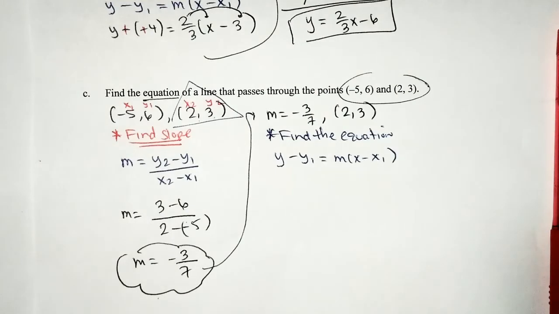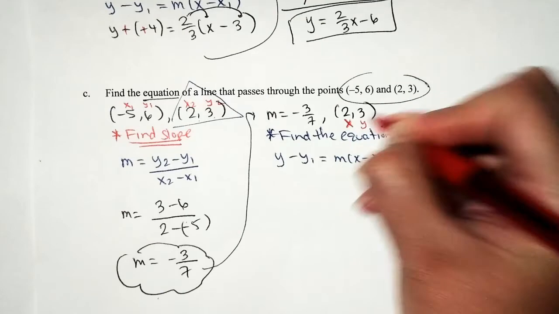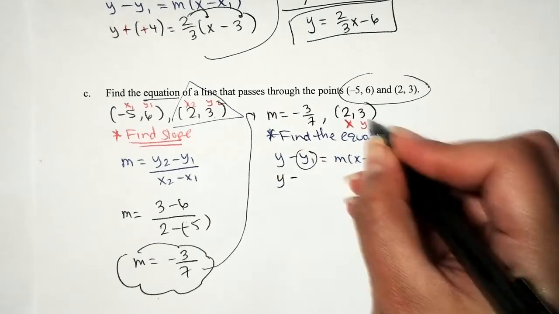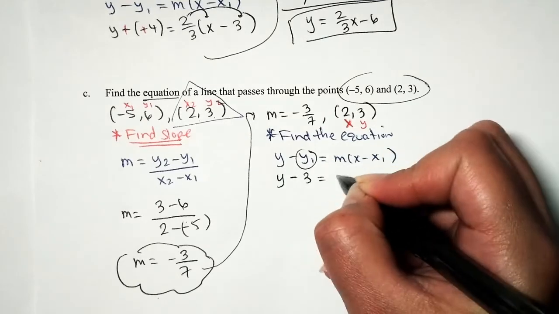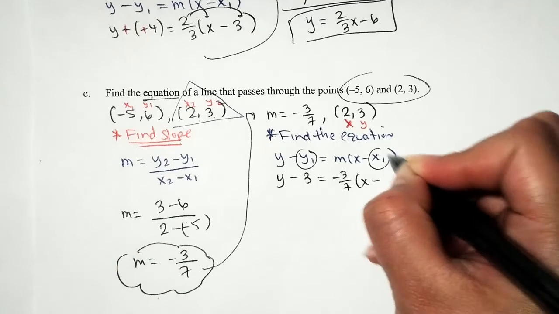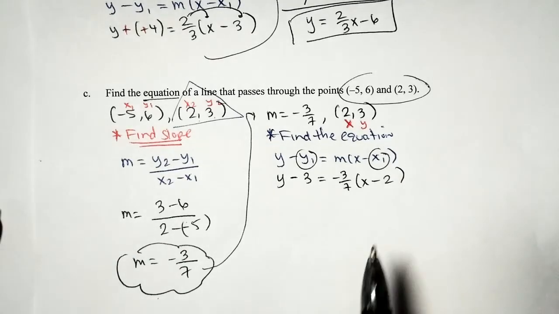We're going to go ahead and plug and chug. We're going to substitute the slope along with the ordered pair. That will give us y minus the y-coordinate of 3 is equal to m, the slope of negative 3/7, times x minus the x-coordinate of 2. Fantastic. Now you have some options.